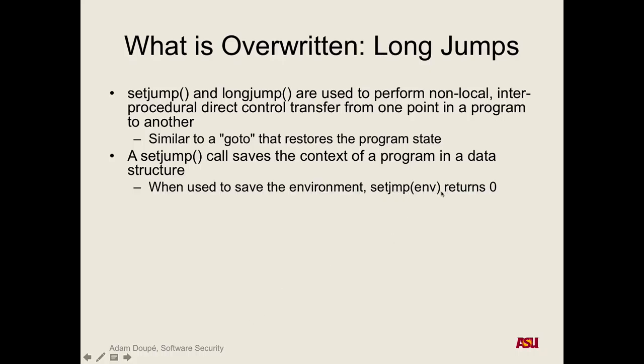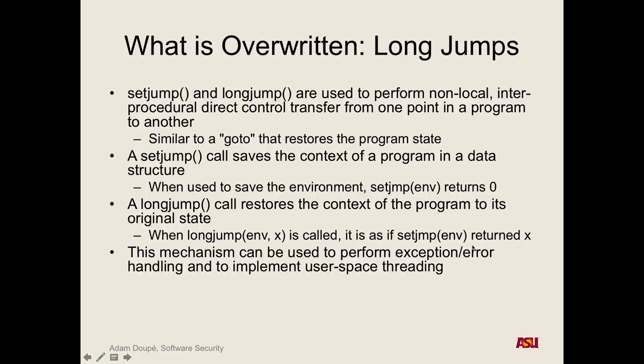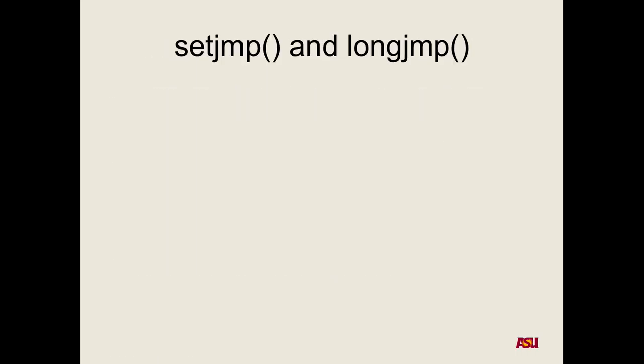So setjmp with this context variable returns 0, and a longjmp goes back. When you call longjmp with an environment and some integer x, x will be returned from that setjmp. So it's used to perform exception and error handling, threading, all kinds of cool stuff that you can actually do here.